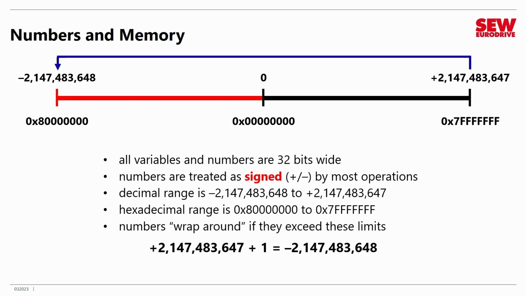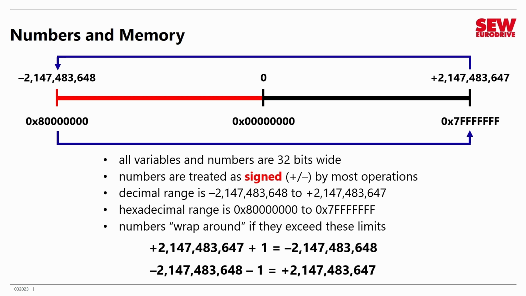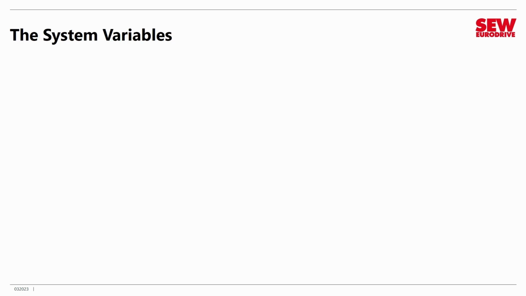The same thing happens at the other end. If you start at the negative 2 billion end and you subtract 1, it rolls around and becomes the biggest positive value, positive 2 billion and some numbers. Okay, so do be aware of that. If you think your numbers are getting near the edges, then your code needs to be able to accommodate that. Now let's talk about the system variables.